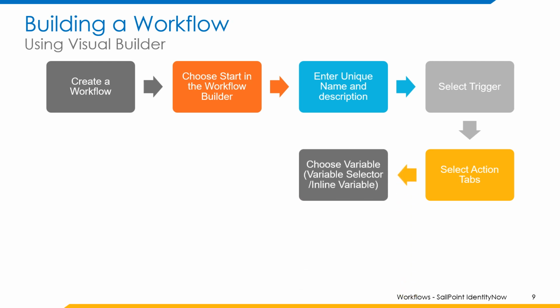In the Action tab, you will get the option to select a variable. You can do it either by variable selector or inline variable. Now we need to make sure our data flows in the correct direction, so we need to draw a connection string from trigger to action.